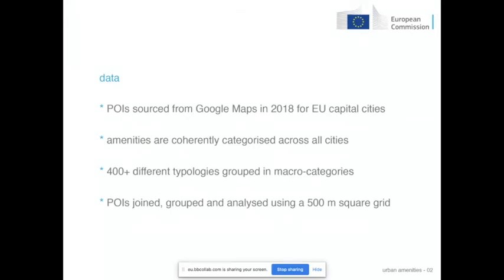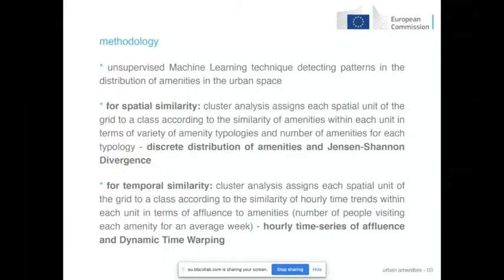And also the POI were joined, grouped, and analyzed using a grid of 500 square meters. And as for the methodology, we use an unsupervised machine learning technique, detecting the patterns in the distribution of amenities in urban space. Now we are actually analyzing two different kinds of data. So we are analyzing spatial data, spatial information. So for spatial similarity, we use a discrete distribution of amenity and Jensen-Shannon divergence as a distance metric.